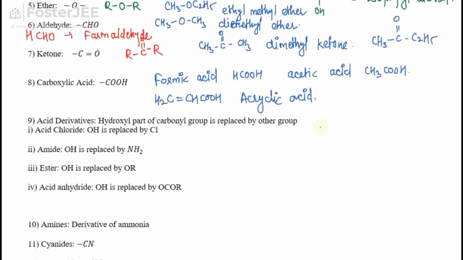Okay, so there are some dicarboxylic acids also. For example, if two carboxylic acids are attached with each other, C double bond OH is attached with C double bond OH, then the name of the compound is oxalic acid. If these two carboxylic acids are attached with one methyl group, then the name of the compound is malonic acid. Similarly, if two carboxylic acids are attached with ethyl group, then the name of the compound is succinic acid.